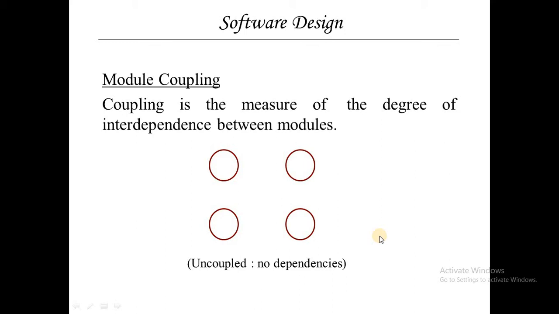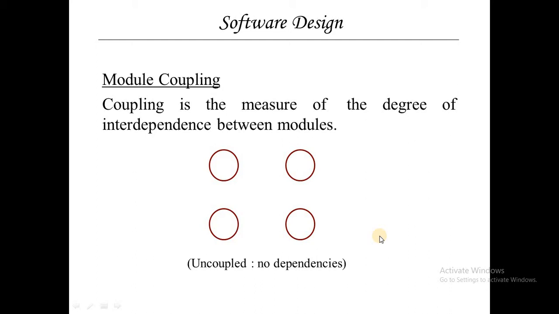Coupling is the measure of the degree of interdependence between the modules. It indicates how two modules are dependent on each other, how much two modules are dependent on each other, how one module is dependent on another module. That shows the relationship between the modules. In this diagrammatic representation, there is no dependency among the four modules. So this is called uncoupled.